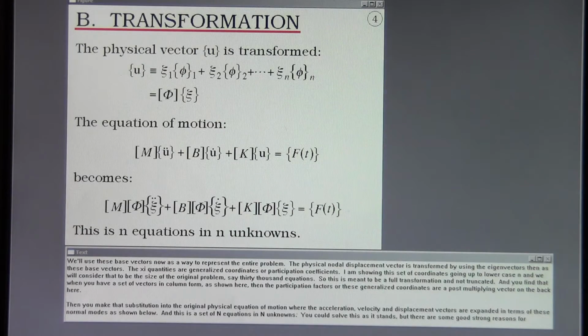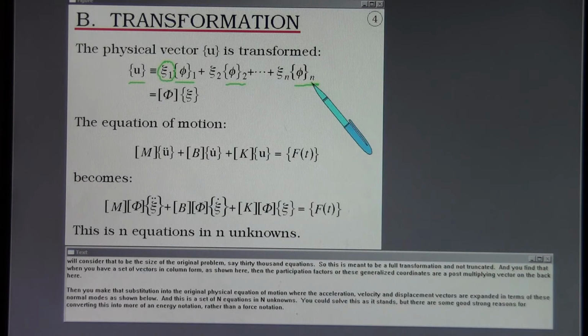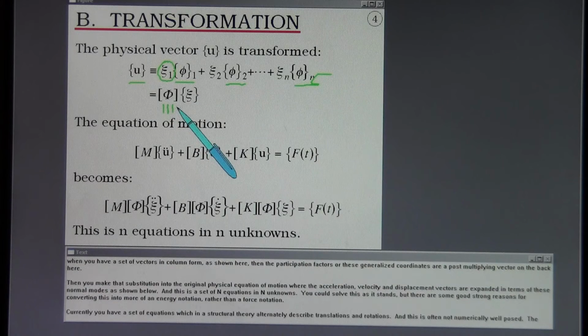The physical nodal displacement vector is transformed by using the eigenvectors then as these base vectors. The C quantities are generalized coordinates or participation coefficients. I'm showing this set of coordinates going up to lowercase n, and we will consider that to be the size of the original problem, say 30,000 equations. So this is meant to be a full transformation and not truncated. And you find that when you have a set of vectors in column form, as shown here, then the participation factors, or these generalized coordinates, are a post-multiplying vector on the back here.